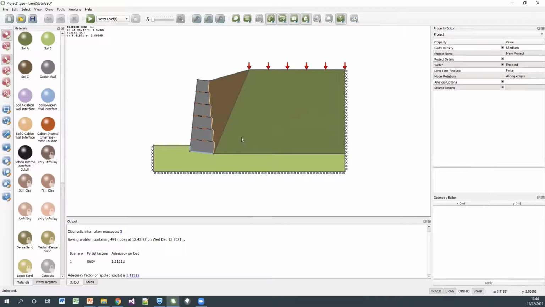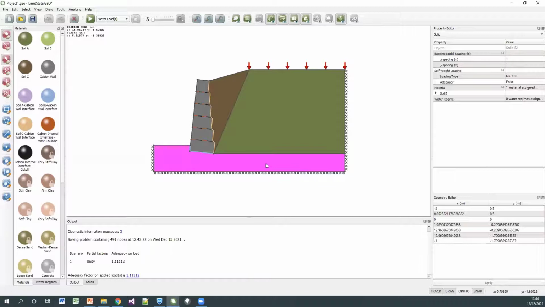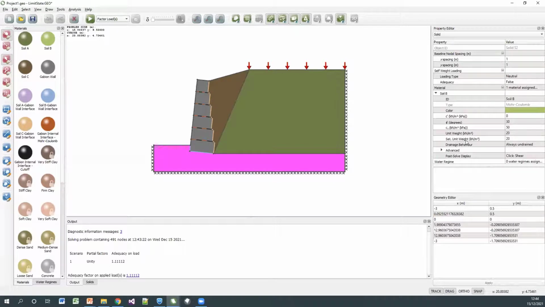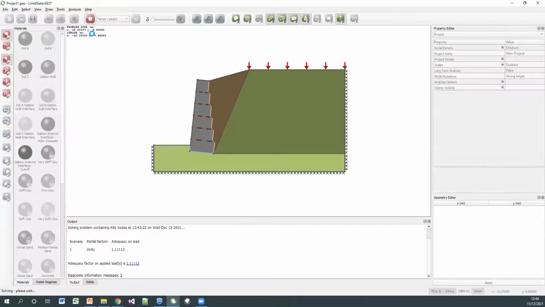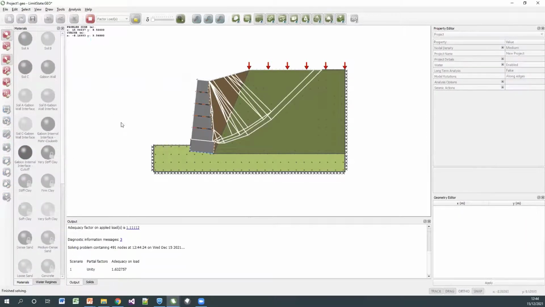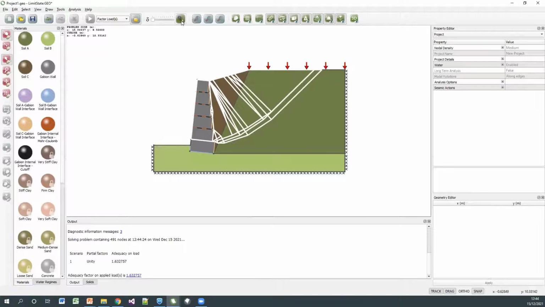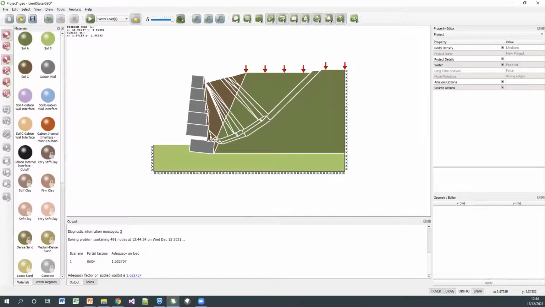Now, the software will model failure on any interface, so we can force it to fail on this interface here simply by increasing the strength of this block of soil. Again, in the property editor, its properties appear. It's currently got an undrained shear strength of 50. I'm going to set that to 500, so very strong. And now the bottom block will not fail, and the top block is going to slide.